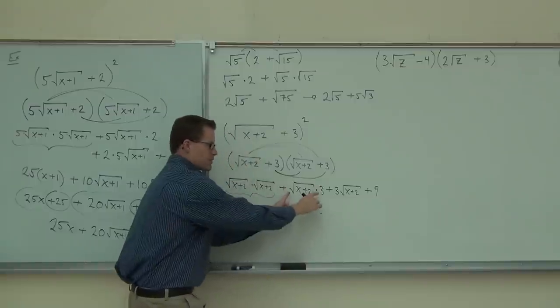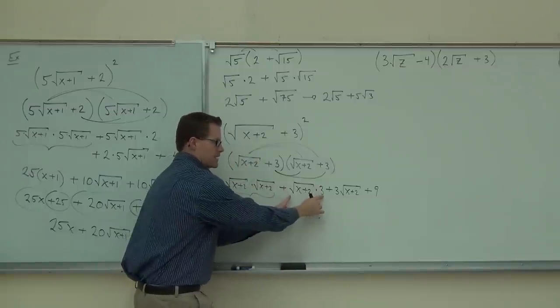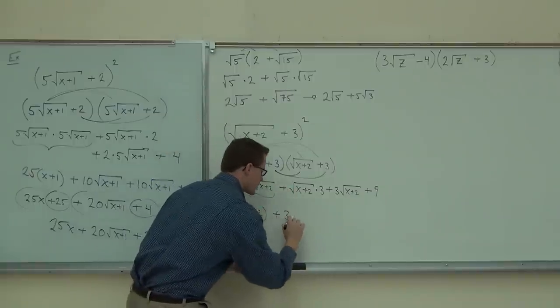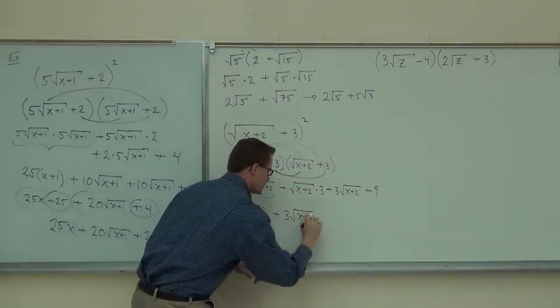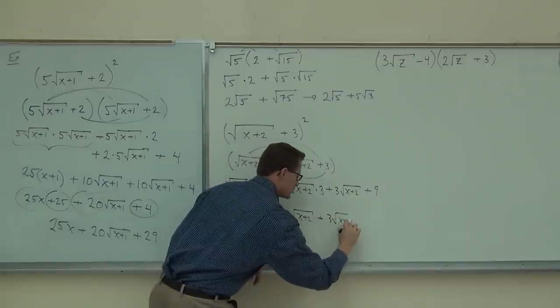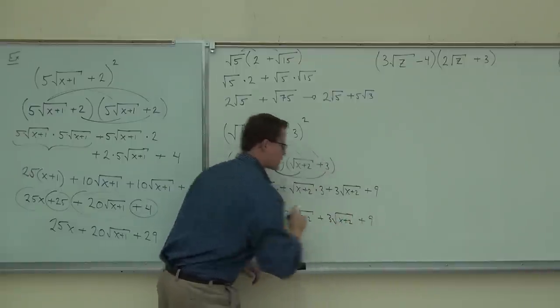Plus, now we'll clean this up a little bit. Again, can I make this 3x plus 6? Does that work? No, this is going to be 3 square root of x plus 2. This one's also still going to be 3 square root of x plus 2. And lastly, we'll get a plus 9 at the very end.